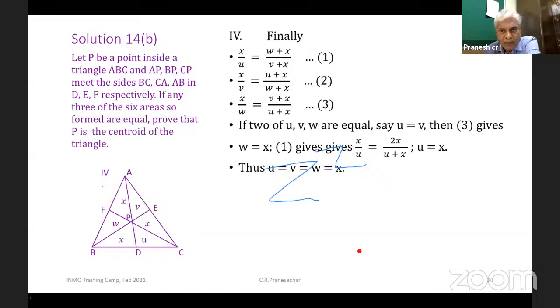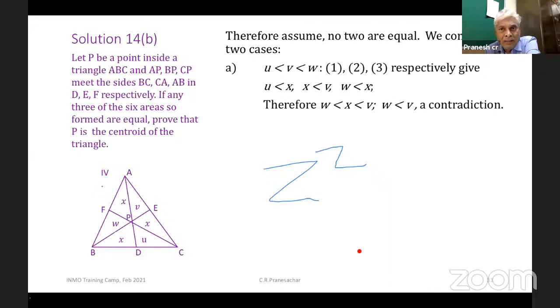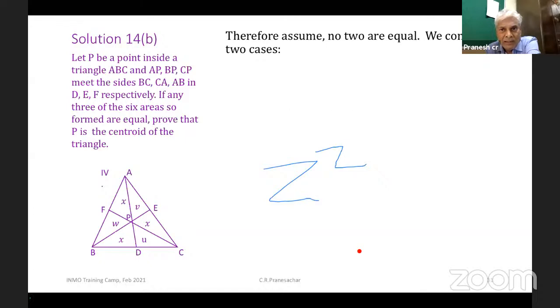No two are equal. If no two are equal, then I think we'll consider two cases. The first case is U less than V less than W. Then the equations 1, 2, 3 will respectively give U less than X, X less than V, W less than X. Let's see why.